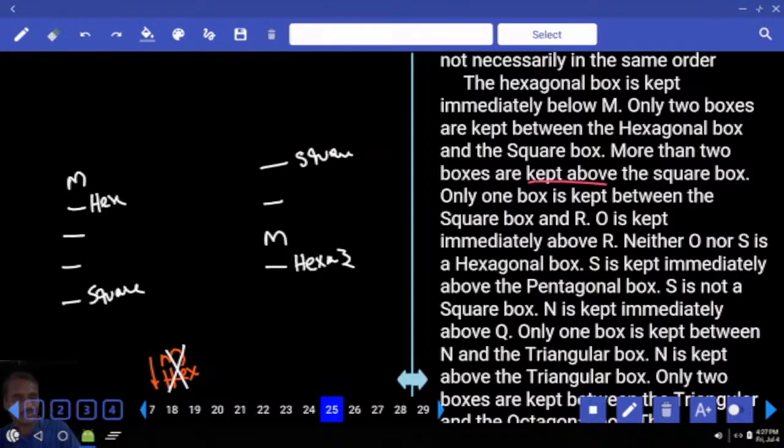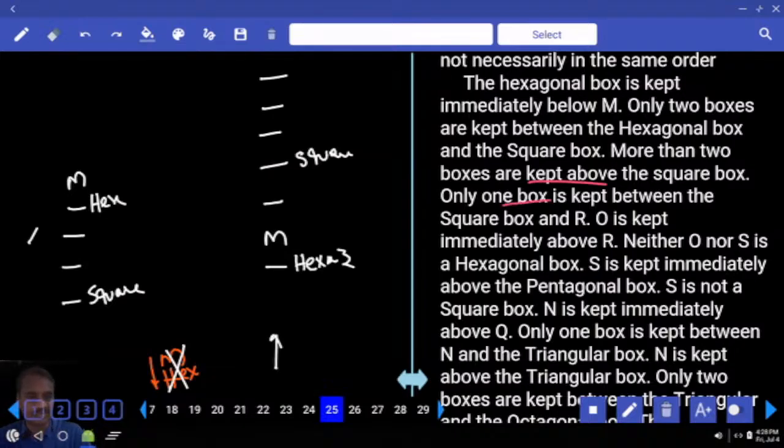More than 2 boxes are above square. Above square, more than 2. More than 2 means minimum 3. Now here, 7 boxes were done, and we have n number of possibilities. Now what we need to do? We need to try to fix this. Clear? Because 7 is already fixed now. Then coming back to this.